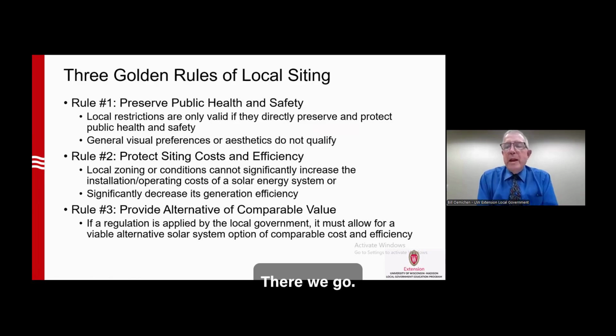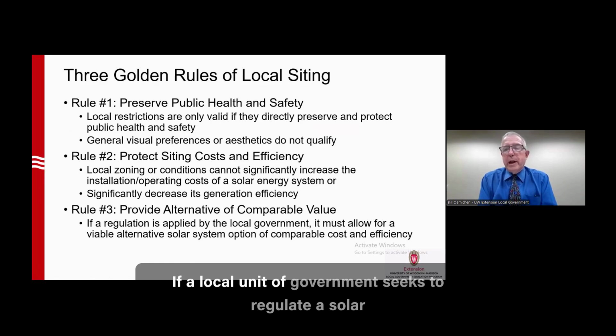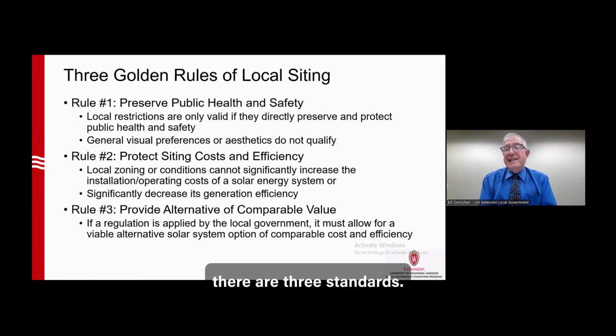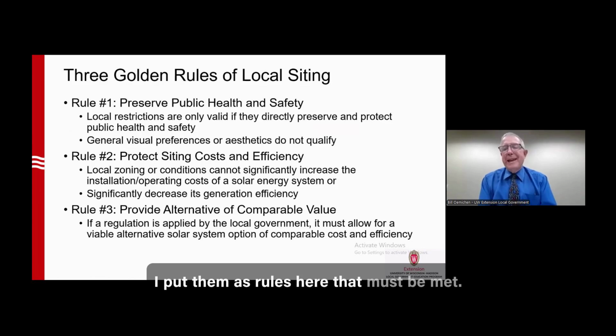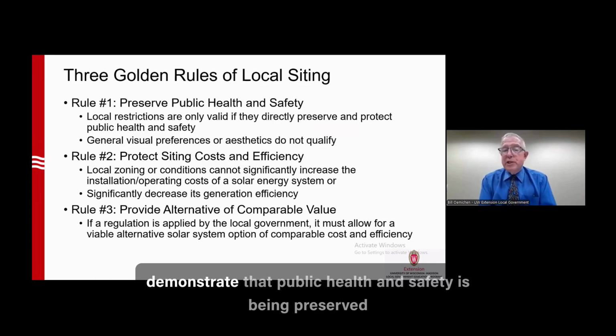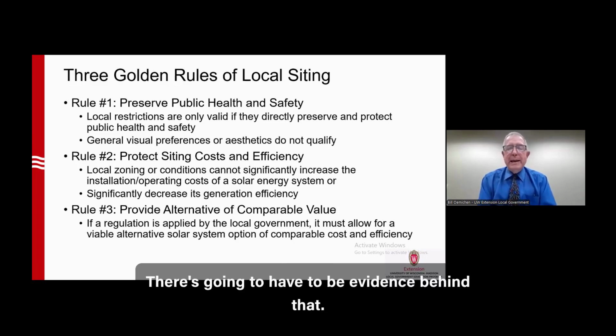There we go. So under 66.0401, if a local unit of government seeks to regulate a solar development project that's under 100 megawatts, there are three standards. I put them as rules here that must be met. The first is the local unit of government is going to have to demonstrate that public health and safety is being preserved by the ordinance. And so local restrictions, as I noted, are only valid if they directly preserve and protect public health and safety. There's going to have to be evidence behind that.